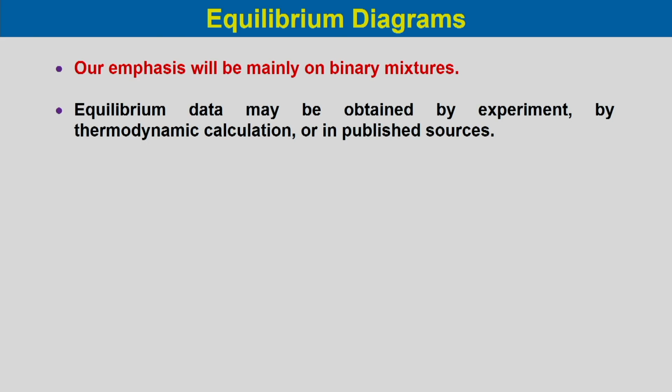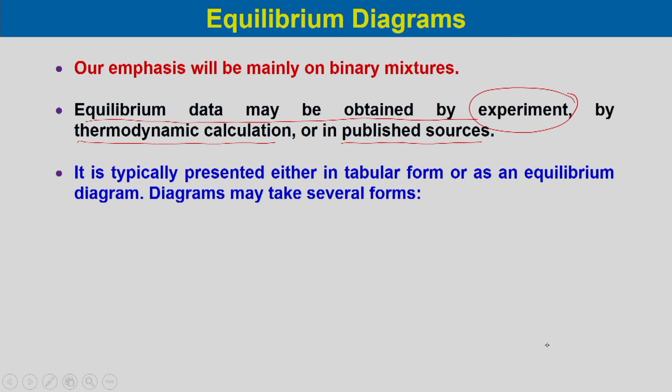So, equilibrium data may be obtained by experiments, by thermodynamic calculation, or from published sources. Either we can get it from experimental measurements, or it may come from thermodynamic calculations, or from published sources. Now, it is typically presented either in tabular form or as an equilibrium diagram.